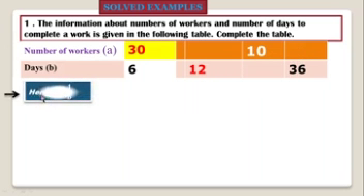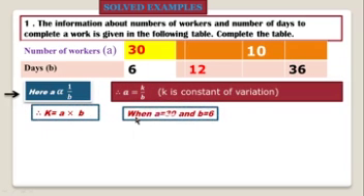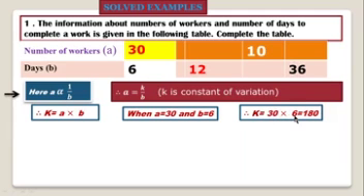Solution here. A inversely varies to B. Therefore A is equal to k divided by B. k is a constant of variation. Therefore k is equal to A multiplied by B. When A is equal to 30 and B is equal to 6, therefore k is equal to 30 multiplied by 6 is equal to 180.